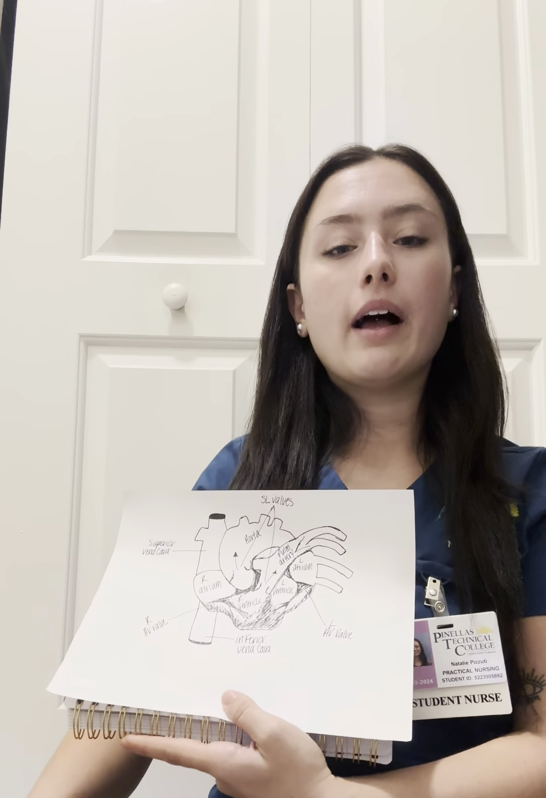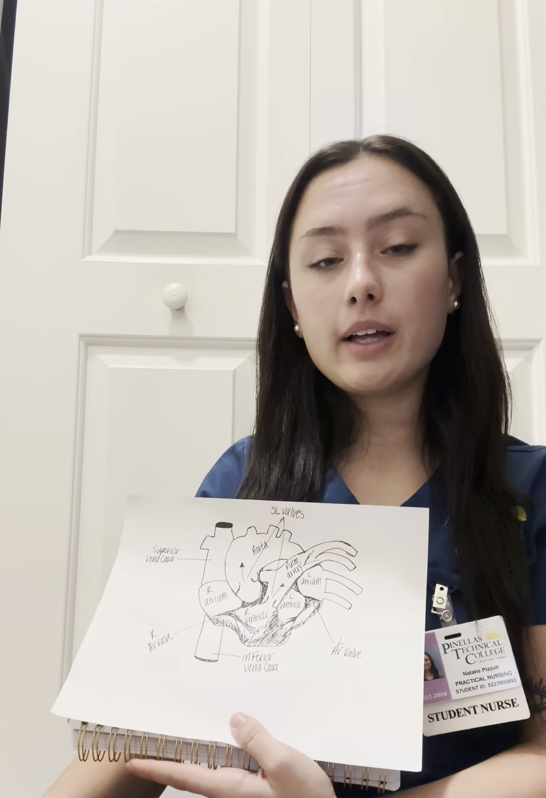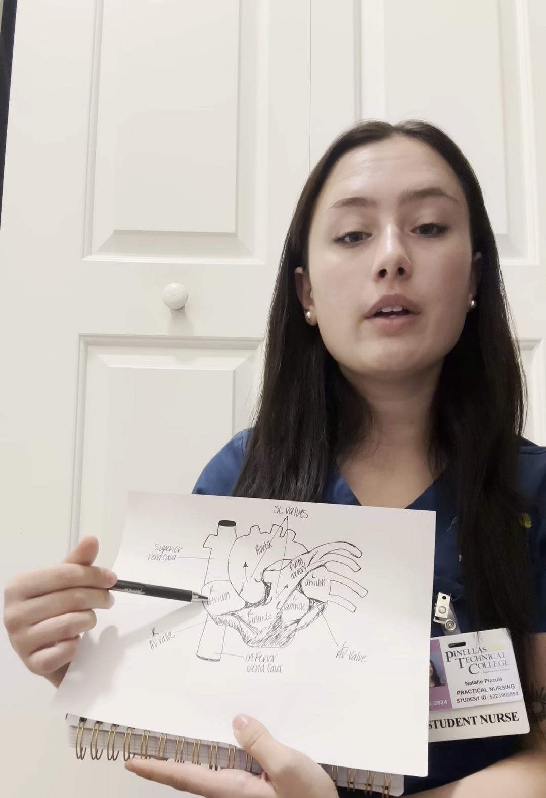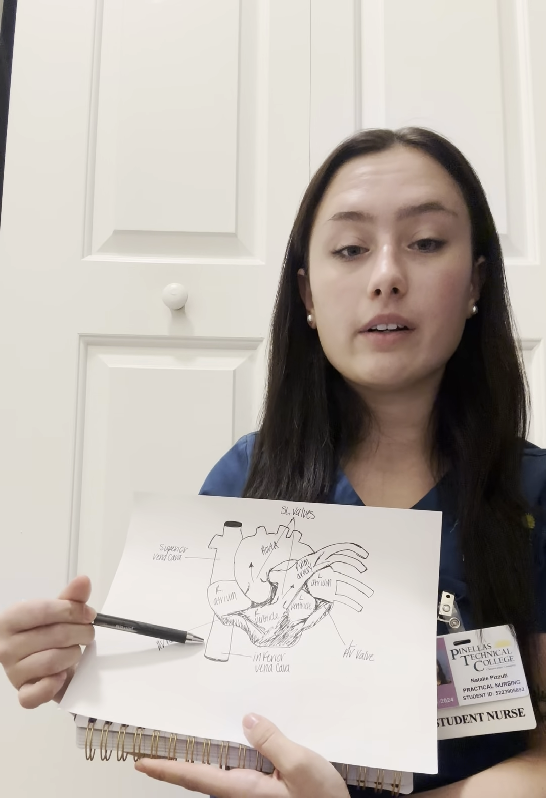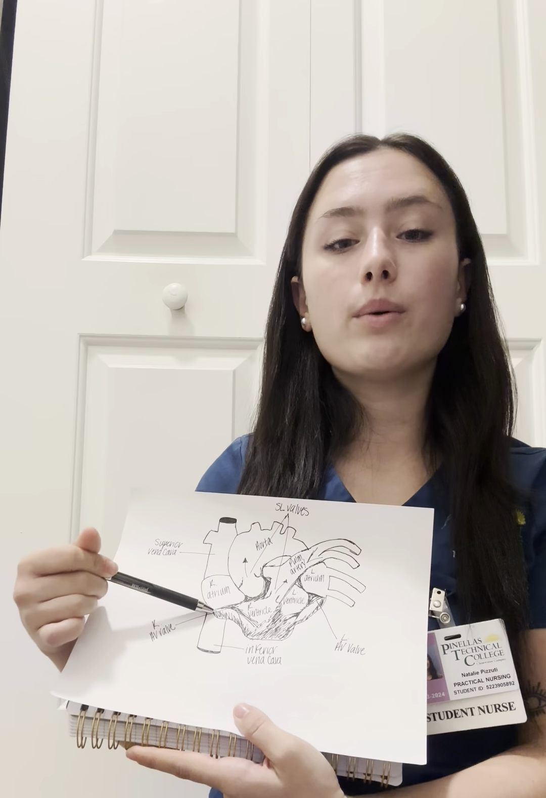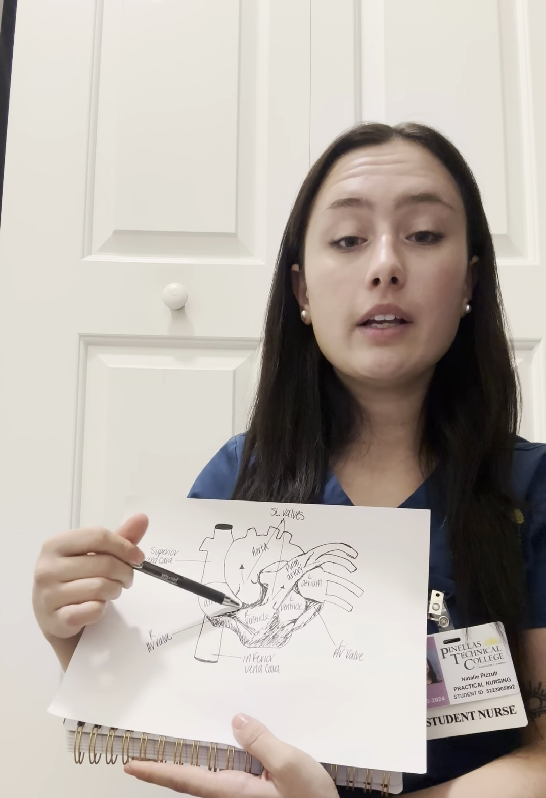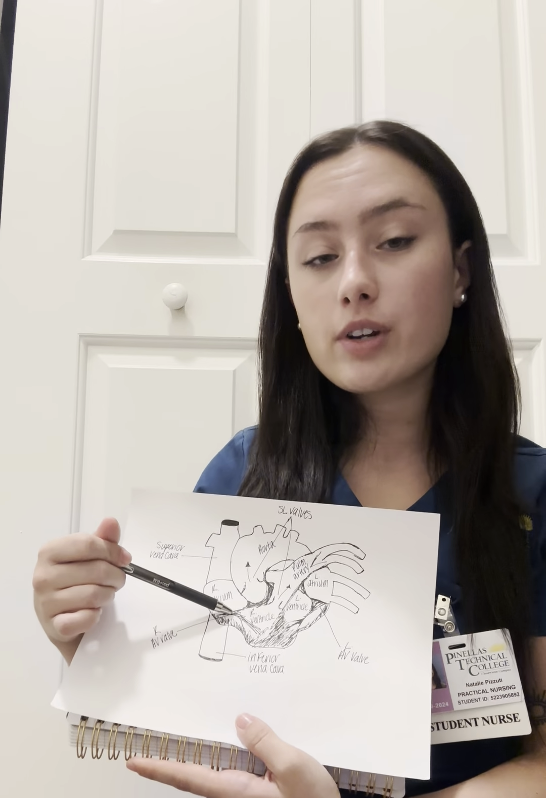Today I'm going to be discussing blood flow or blood circulation through the heart. Beginning with your deoxygenated blood, it is going to enter into the right atrium through the superior and inferior vena cava. Once the deoxygenated blood enters the right atrium, you have something here called your right atrioventricular valve or the tricuspid valve.